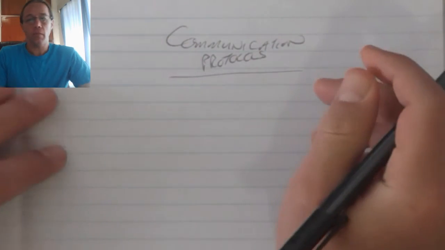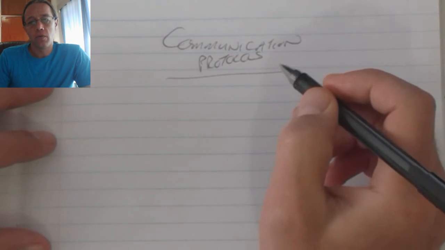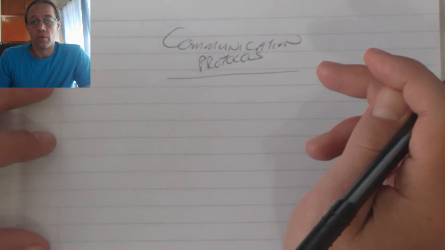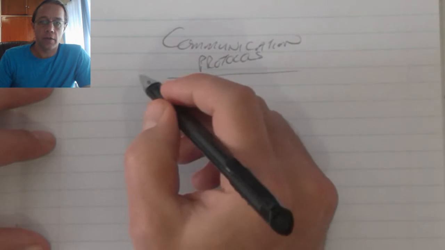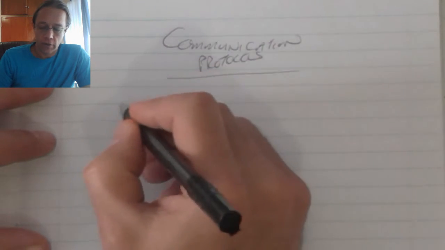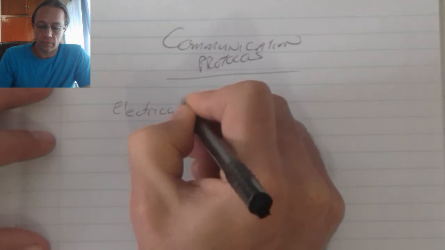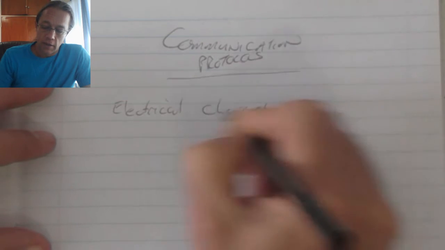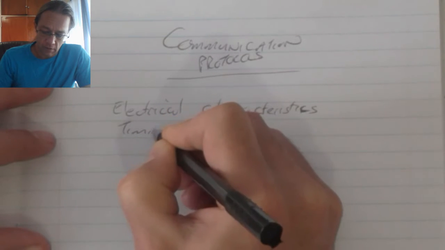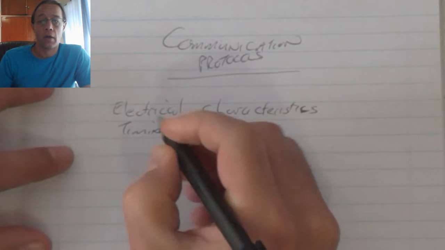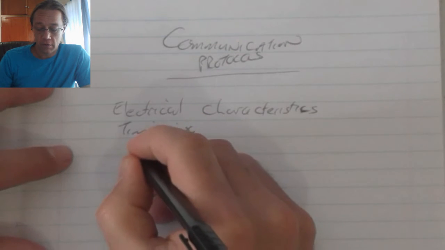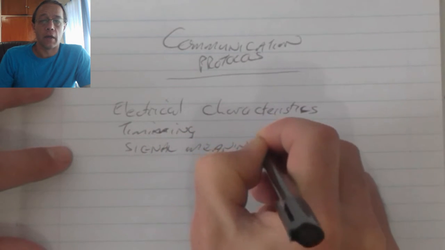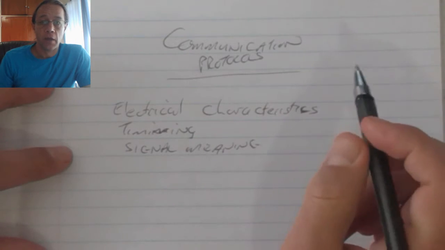Communication protocols. This refers to the specific rules and configurations that two devices are going to use to communicate. These could include aspects like electrical characteristics, timing, meaning of signals, in other words, what's considered a logic 1 and a logic 0.